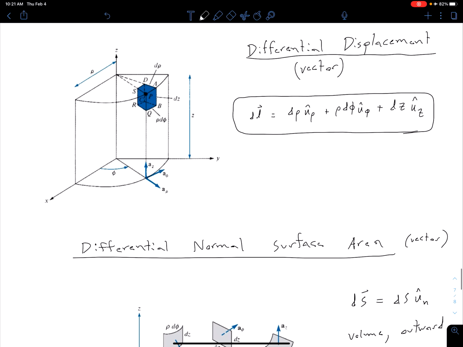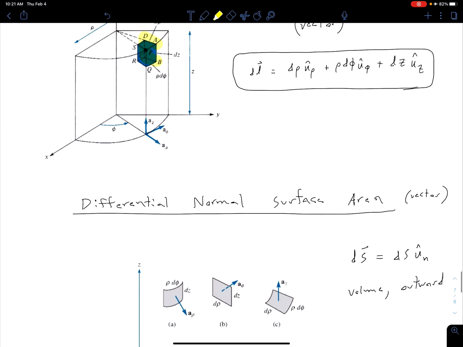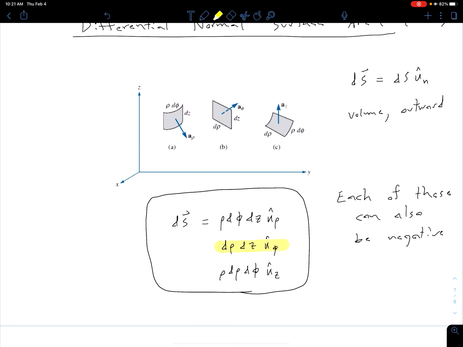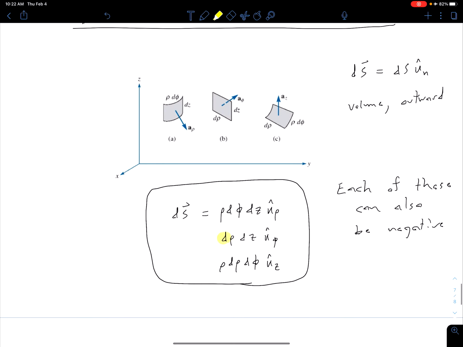For example, coming up to this figure, if we have the surface ADCB, that's on the back side. That's going to have a normal vector in the positive phi direction, so we would use this component here. However, if we're looking at the opposite side, PSRQ, that's the side of the surface close to us, that's going to be in the negative phi direction. So we'd have the same area, but we'd have to have a negative sign with our unit vector here.